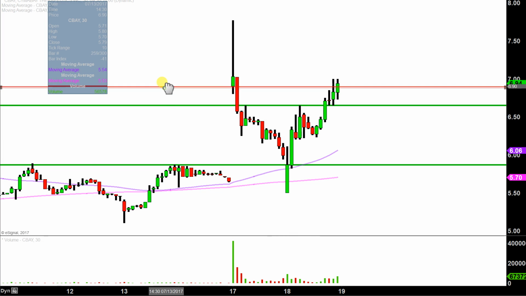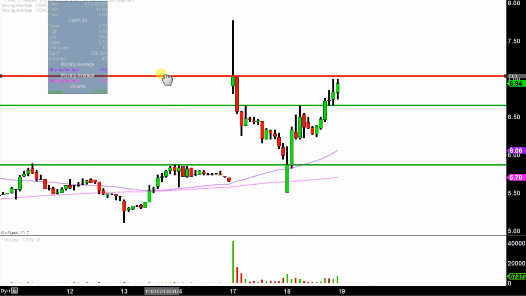In the very near term, the key level, I think, is right up there at $7. You can see a lot of price congestion right around the $7 area. It was essentially the highs from this afternoon, and then there was some price congestion right there.